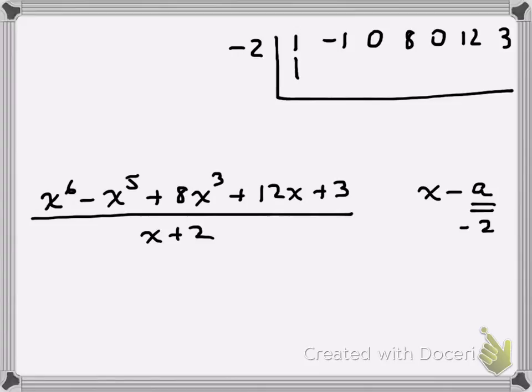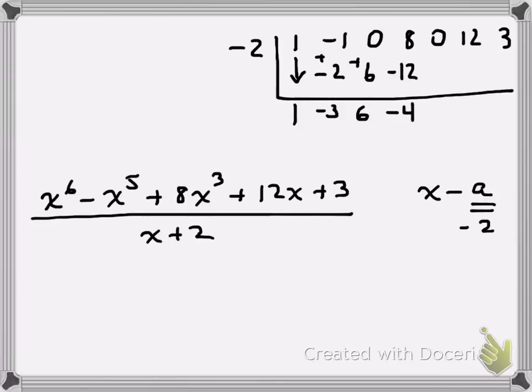So we always bring our first number down. That becomes the leading coefficient of our quotient. Then we multiply negative 2 times 1, so negative 2, and we always add vertically like this. So negative 1 plus negative 2 gives us negative 3. Negative 2 times negative 3 gives us positive 6, and again we add vertically. So 0 plus 6 is 6. Negative 2 times 6 is negative 12. Add vertically, 8 plus negative 12, so 8 minus 12 is negative 4.